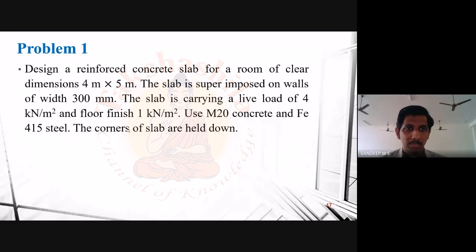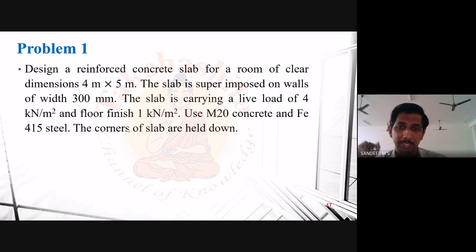That is, in this problem, we have to design a reinforced concrete slab for a room of clear dimension, that is the interior dimension, of 4 meter by 5 meter. The slab is superimposed on walls of width 300 millimeters. So the width of the support is also given to you. The slab is carrying a live load of 4 kilonewton per meter square and a floor finish of 1 kilonewton per meter square. You have to use M20 concrete and Fe415 grade steel.